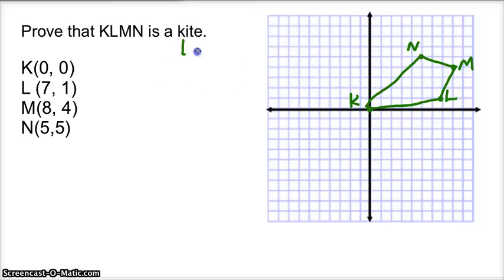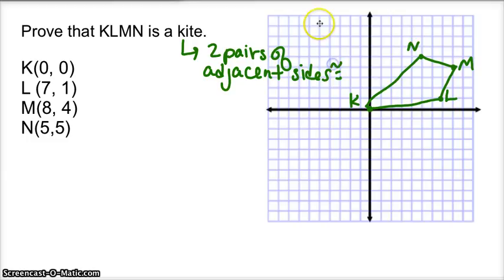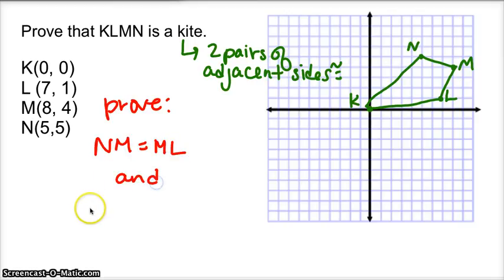Well, what do we know about a kite? A kite has two pairs of adjacent sides congruent. So if I can prove that NM is congruent to ML, and if I can prove that KN is congruent to KL, then I've indeed proven that this is a kite. So what formulas are we going to need? It looks like I'm going to need distance formula.